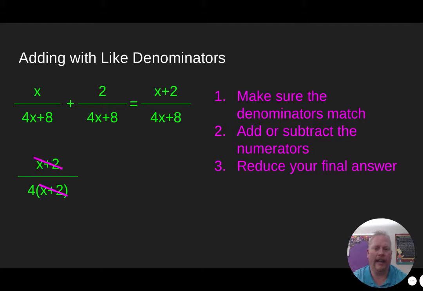And now I can go ahead and cancel out those x plus 2's. So what's left? I've got a 4, but that 4 is in the denominator. And if there's nothing left in the numerator, we just put a 1 there. So that whole mess from the beginning just reduces down to 1/4.